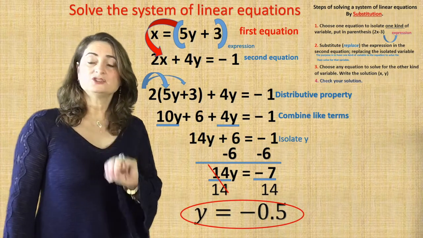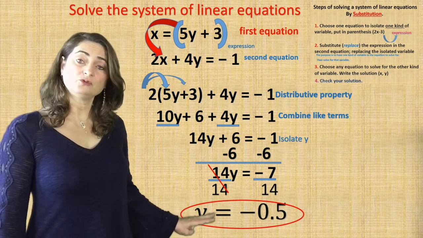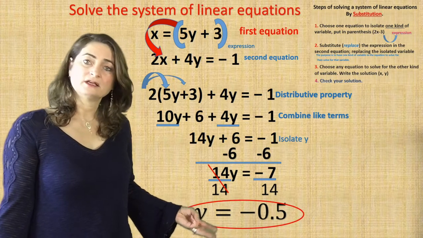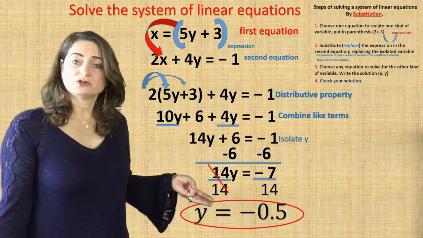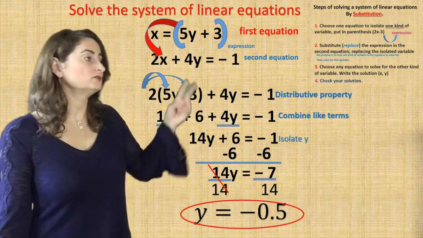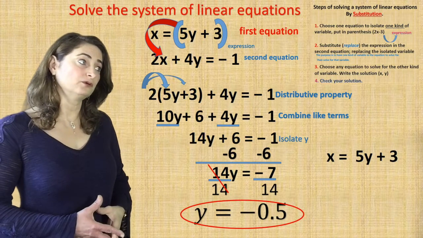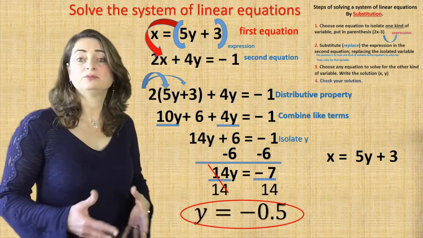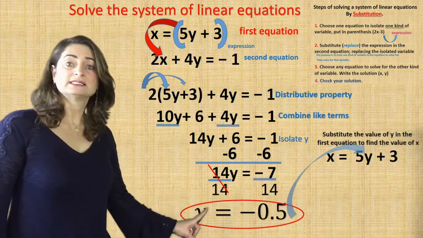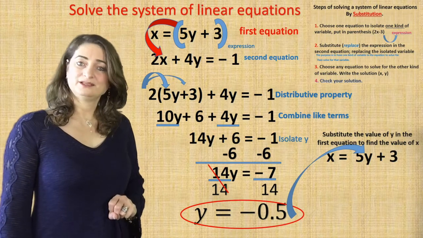Step number 3 is to choose one equation to solve for the other kind of variable, because now you found y, you need to find the other kind of variable, which is x. You can choose any equation because the value of x should be the same for both equations. But it's easy for me to choose the first one because x is already isolated. So I will choose the first equation, x equal 5y plus 3. Now that I know y equal -0.5, substitute it instead of y in the equation.